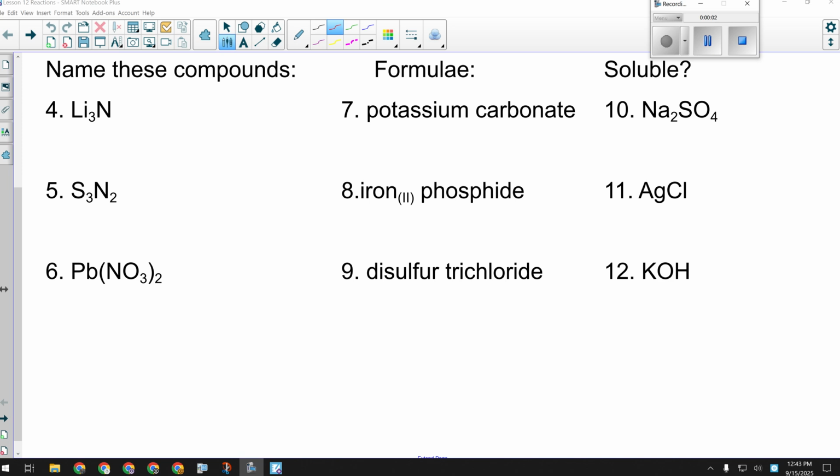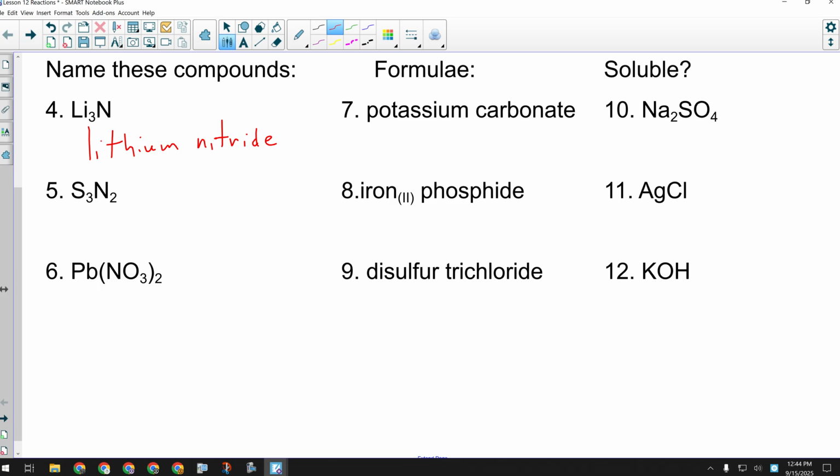All right, so for number 4, ionic or molecular? Ionic, okay, what would we call it? Lithium nitride, exactly. We write the name of the metal, we write the name of the non-metal. We don't need any Roman numerals or prefixes: lithium nitride. All right, what about number 5?